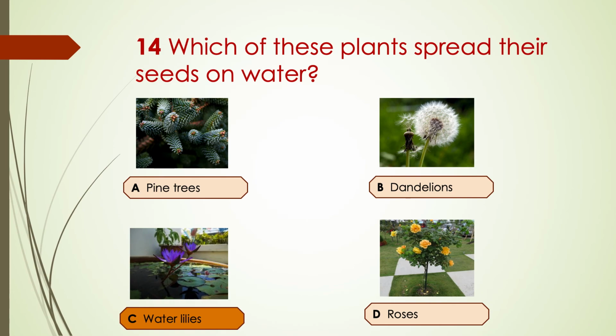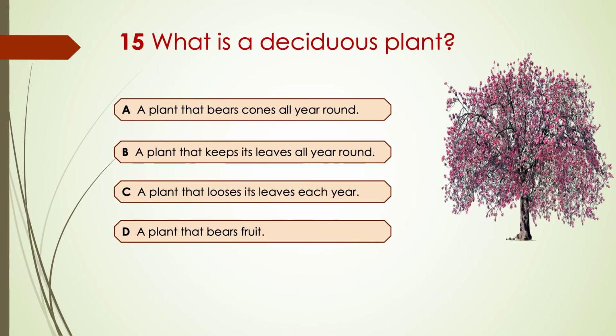What is a deciduous plant? Option A, a plant that bears cones all year round. Option B, a plant that keeps its leaves all year round. Option C, a plant that loses its leaves each year. Option D, a plant that bears fruit. The answer is option C, a plant that loses its leaves each year. A deciduous plant's leaves are shed every fall.